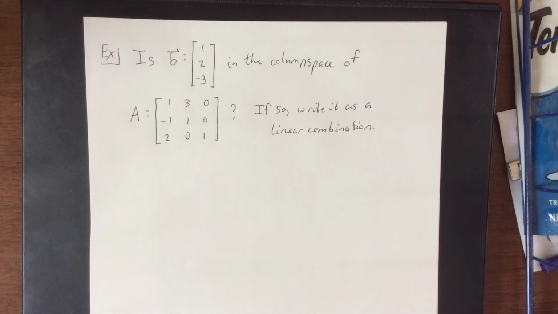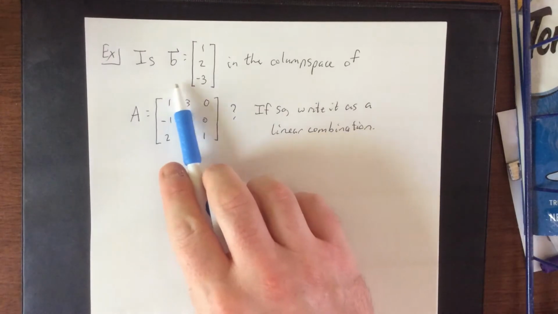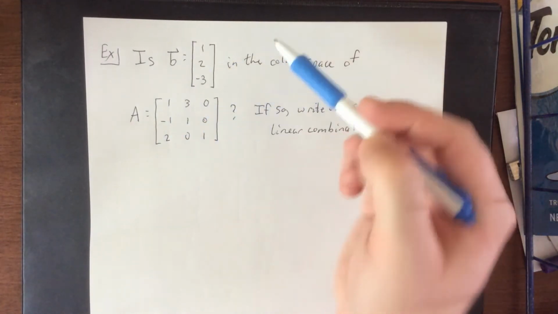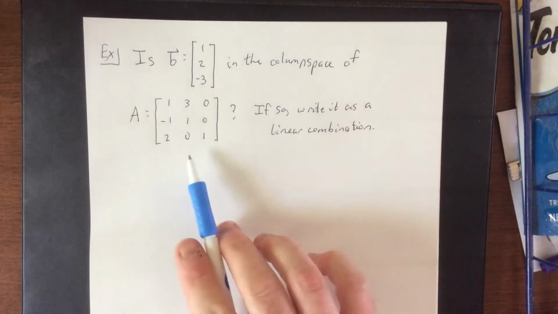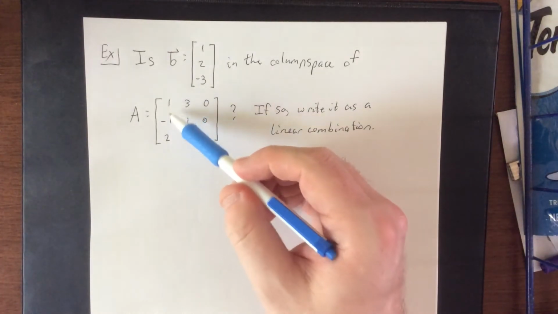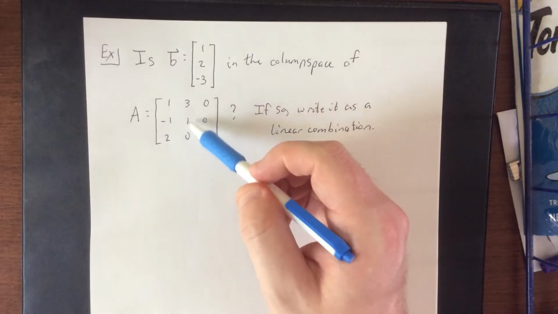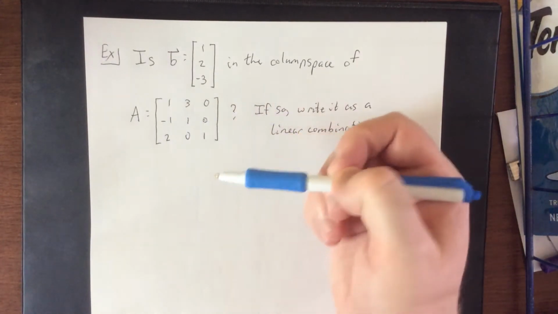In this example, we're going to take a look at a more tangible example of a column space at work. So in this example, we are posing the question: is the vector b equals [1, 2, -3] in the column space of matrix A, which has columns [1, -1, 2], [3, 1, 0], and [0, 0, 1]?